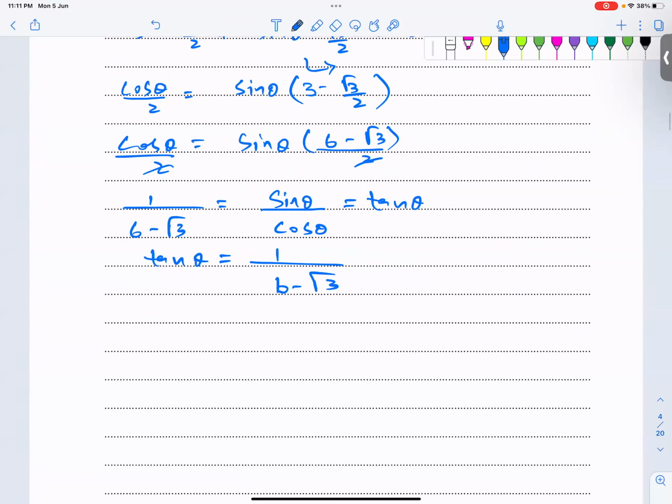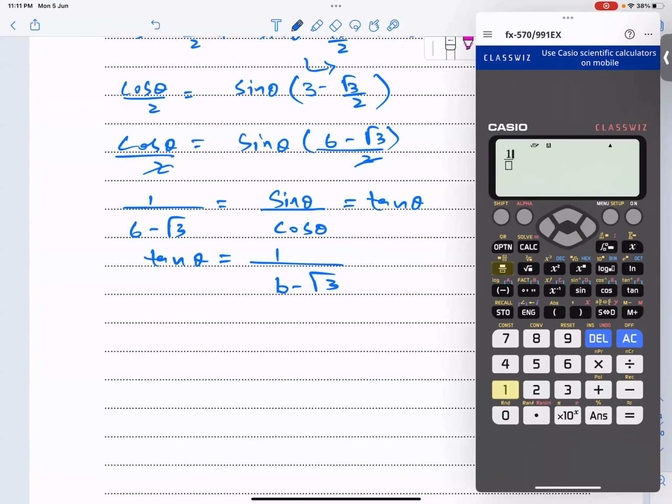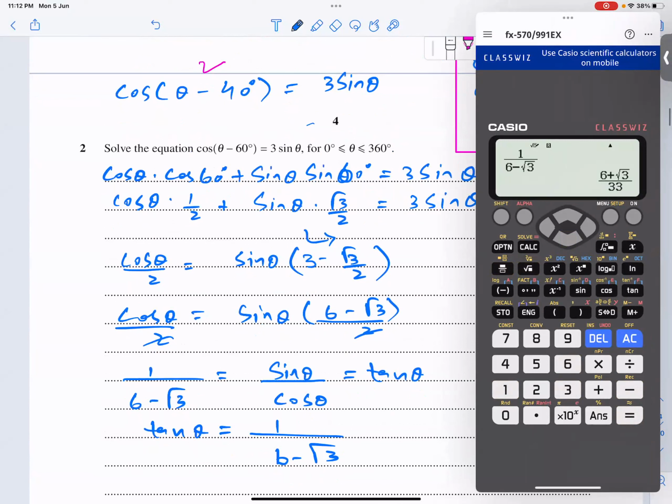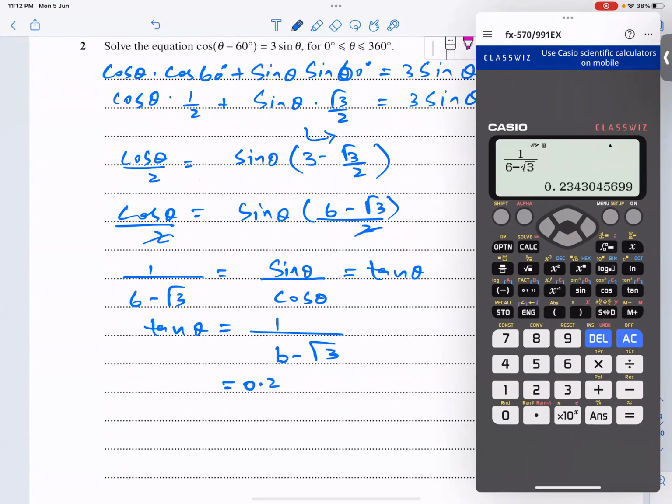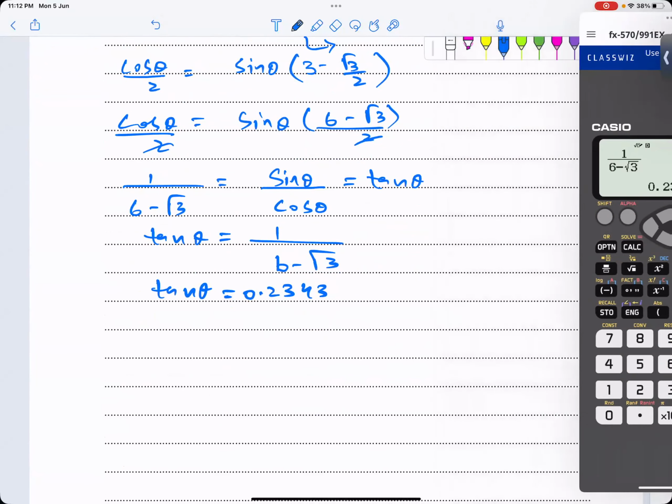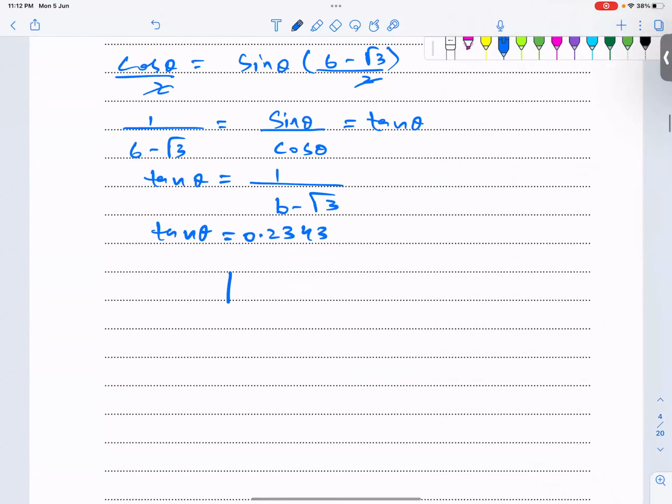So now, if I use the calculator, this will become 1 divided by (6 minus square root 3). We also set our calculator on degree because our domain is in degree. Okay, so this is 0.2343. So this is the value of tangent of theta. Now you can see that tangent of theta is positive, as 0.2343 is positive, and tangent of theta is positive in the first quadrant and then the third quadrant.